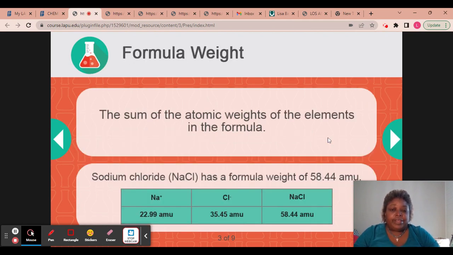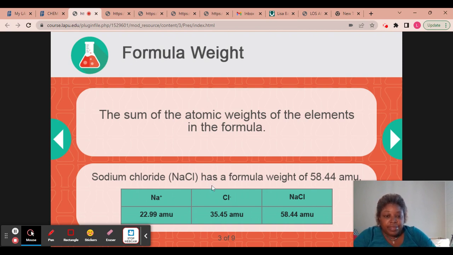So we go to the formula weight. There are two topics for this particular week: formula weight and molecular weight. They are the same as far as how to determine the value. The one thing that does change for these two terms are the units. For formula weight, the units are AMU. AMU stands for atomic mass unit.